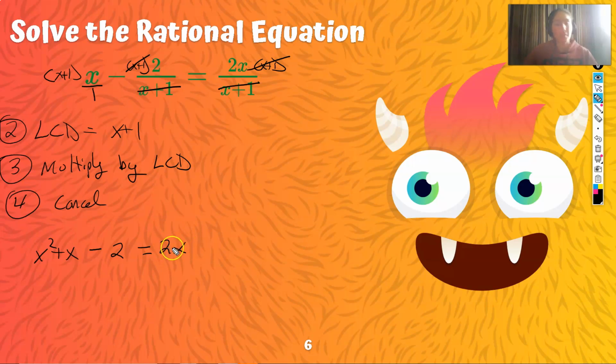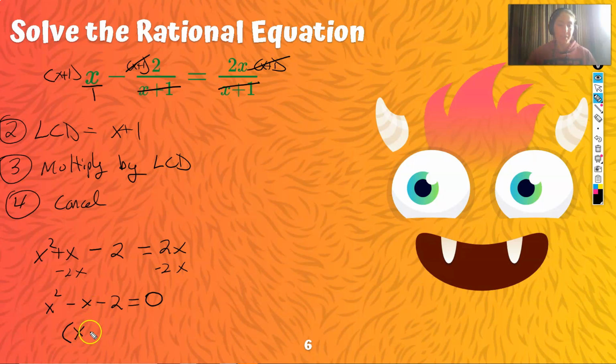Oh, look. We're in a quadratic. So minus 2x, minus 2x. So we got x squared, x minus 2x is negative x, minus 2 equals 0. We need to solve this. So two numbers that multiply to negative 2 that add to negative 1, this will factor. You have factoring, you have graphing, and you have the quadratic formula at your disposal. Here, we're just solving a quadratic. So solve a quadratic whatever way you're most comfortable with. I'm going to use factoring in this case because it factors really nice.